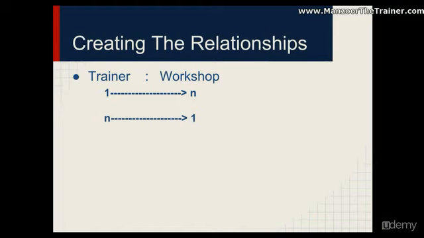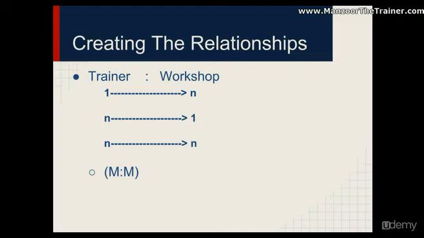Next, n number of trainers can deliver the same workshop. Yes, sure. In a workshop you can have n number of trainers. Half of the part is dealt with by one trainer and the rest by another trainer. Yeah, that is fine. If 1 to n and n to 1 are both fine, it means it is an n to n relationship. Now what is the relationship between trainer and workshop? It is many to many.